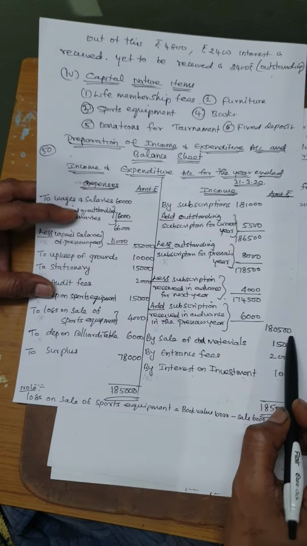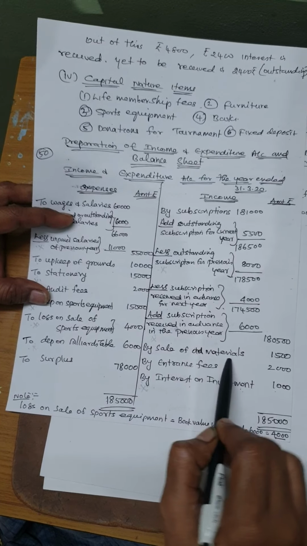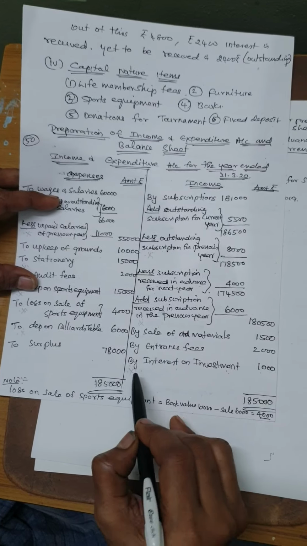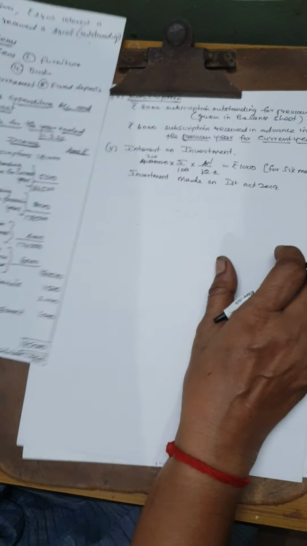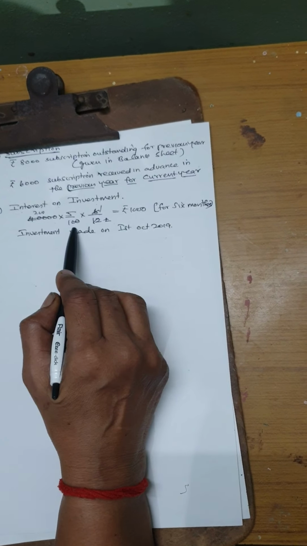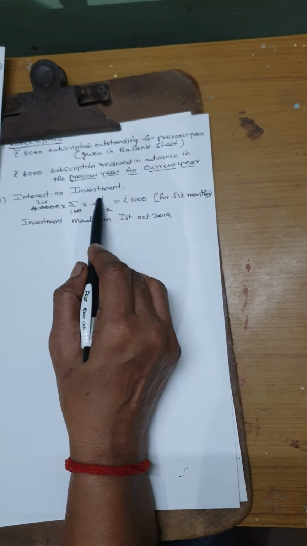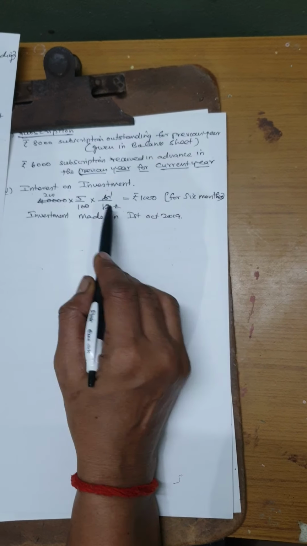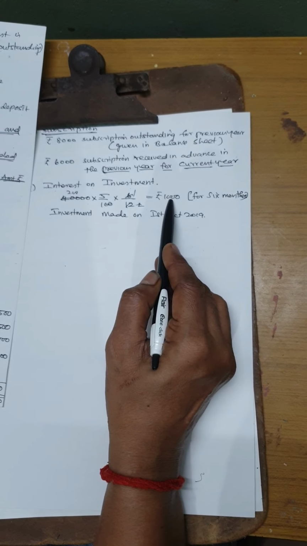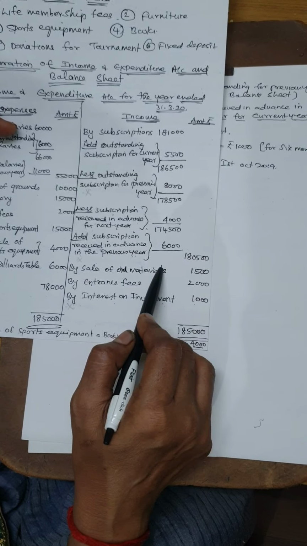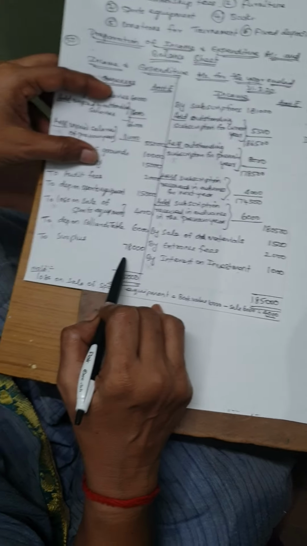So 1,80,500. Sale of old materials 1,500. By entrance fees 2,000. Interest on investment: 40,000 is the investment made, 5% is the interest. Again, 6 months only, because the investment was made on 1st October, as given in the question. So for 6 months only we have calculated, that is 1,000. So that 1,000 is taken on the income side. So again your income side is more than the expense side, and you get 78,000 as surplus.